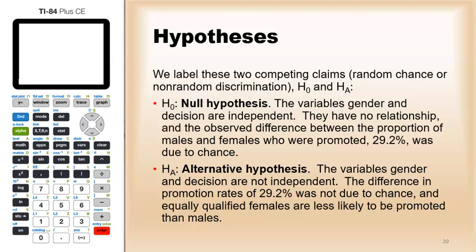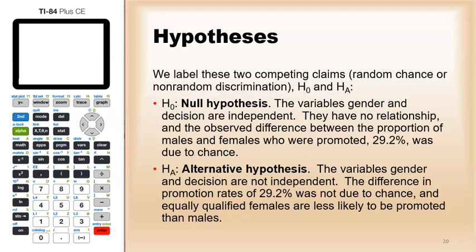The alternative hypothesis, HA, is saying that there is a difference that's not just random chance. So the variables gender and decision are not independent. The difference in promotion rates, that 29.2%, was not just due to chance, and equally qualified females are less likely to be promoted than males.